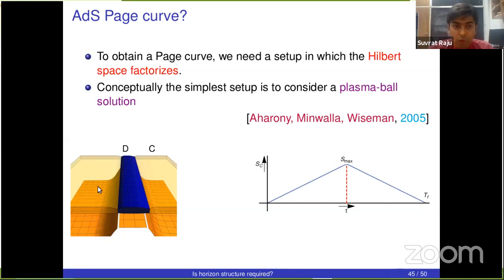In this setup, if you were to compute the entropy of the confined with the deconfined phase by defining those regions on the boundary, you have a factorization of the Hilbert space. And of course, you expect that you will get a Page curve for the entropy of the deconfined phase or the entropy of the confined phase.